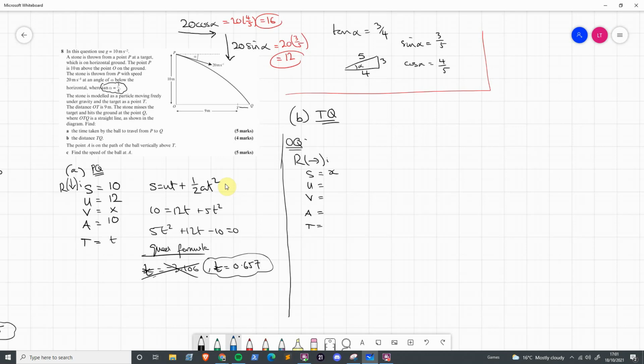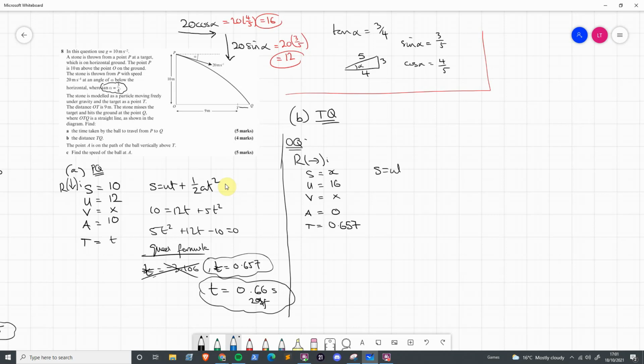Well, the displacement is what I'm actually interested in. I know my initial speed is 16. I know my acceleration is 0. And I know time, well, to get to Q, it's going to be the same as the time for it to go from P to Q in terms of vertically. So 0.657. Just realised I probably should have rounded that, shouldn't I? 0.662. Significant figures. Maybe 0.7 to one significant figure because we're using 10 as gravity.